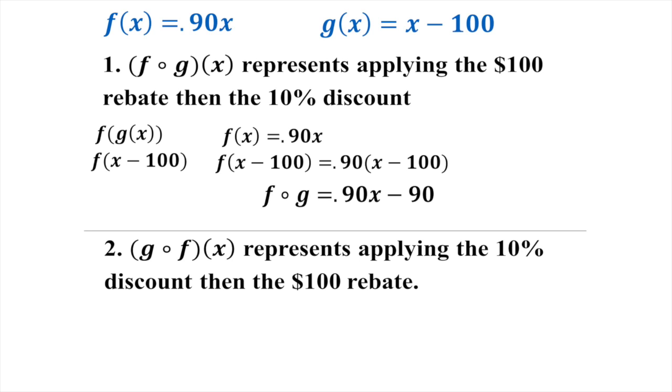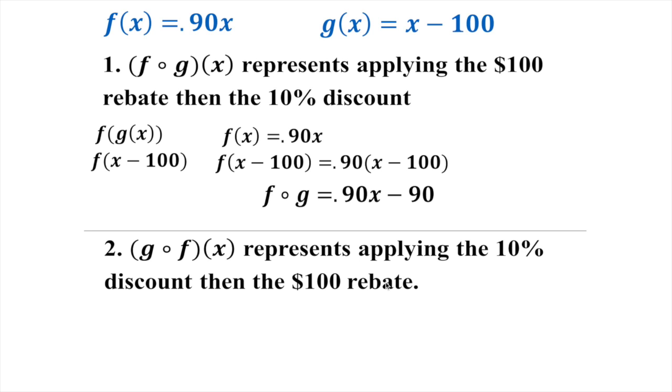So if we do the first one here, we take this f of g of x. We take this g of x. We plug that in for x right here. That gives us 0.9x minus 90. Now you can go 0.90, that's fine. Either way is okay. And this represents applying the $100 rebate, then the 10% discount. Here's what your formula would be.